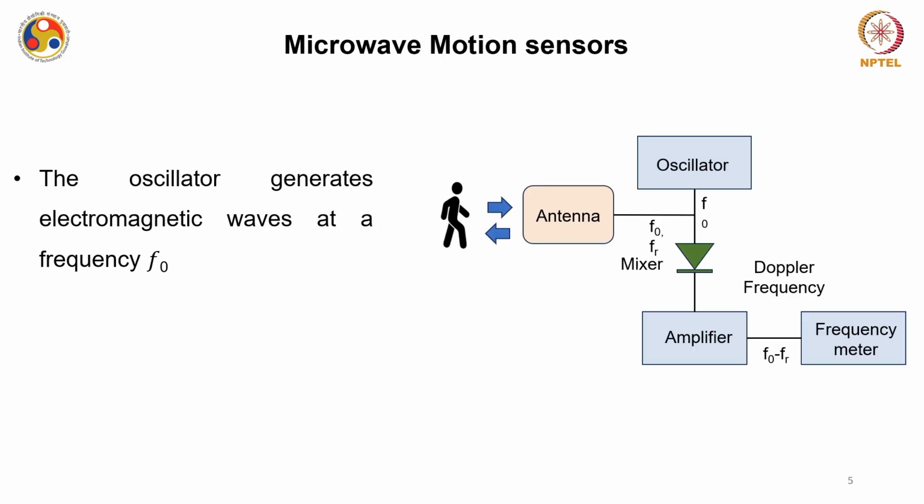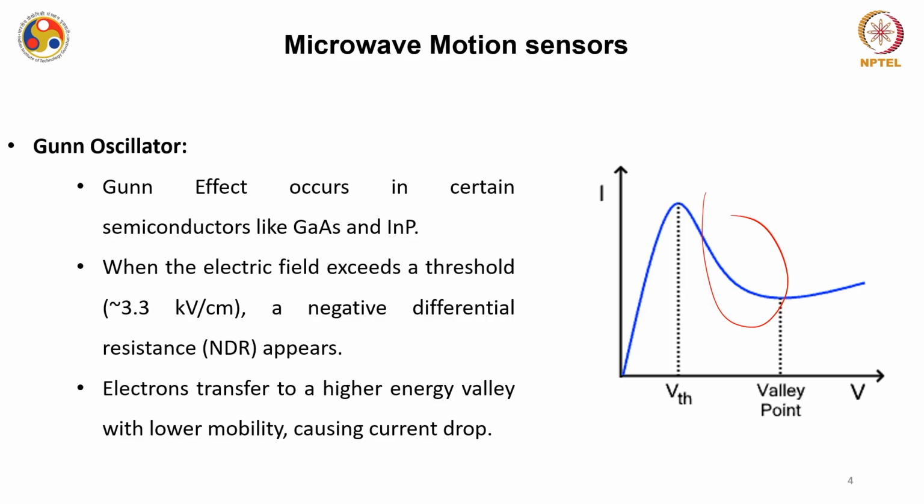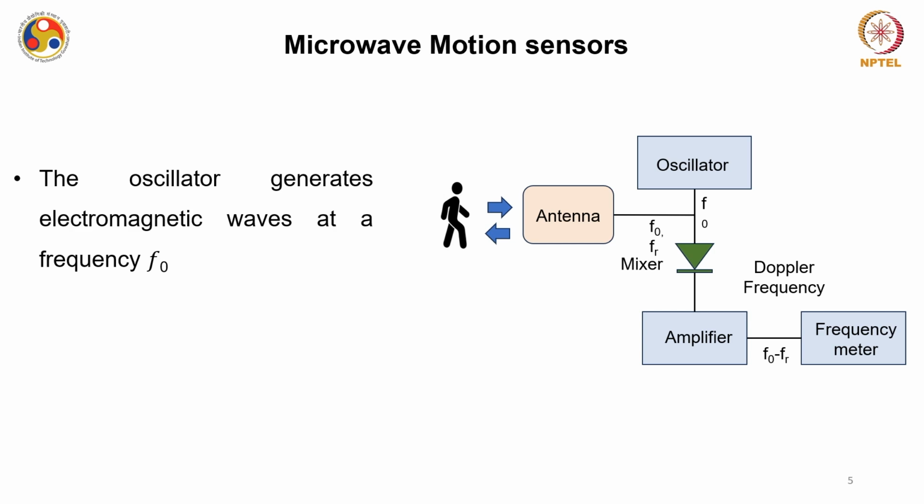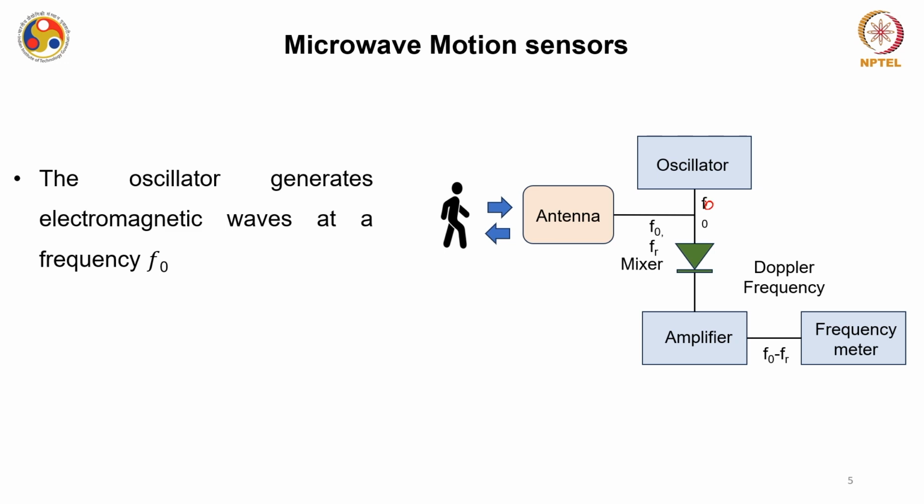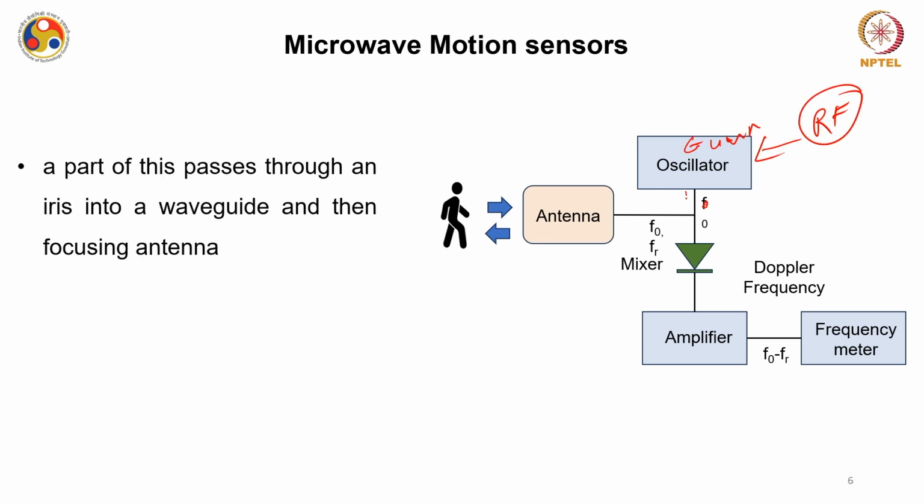So, this kind of Gunn diode is helpful in developing a Gunn oscillator, and the oscillator generates an electromagnetic wave, say for example at a frequency of f0. A part of this wave passes through an iris into a waveguide, and then you focus it on the antenna. You can see that this is the Gunn oscillator generating the RF or microwave signal, and this frequency f0 is passed through a waveguide.